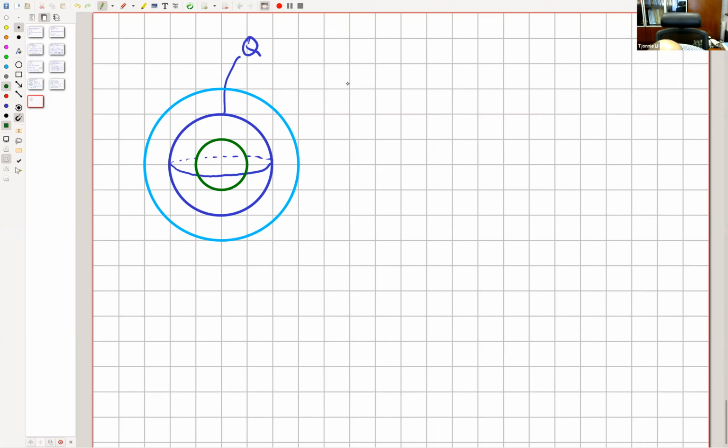Inside, we look at Gauss's law. So the integral of E dot ds equals Q over epsilon naught, which equals 0, since the charge is only at the surface. And so for the outside, I've got the integral of E dot ds equals Q over epsilon naught.